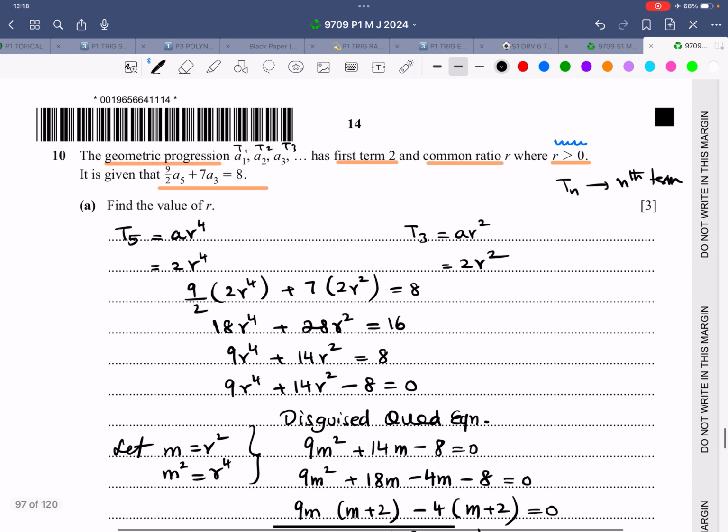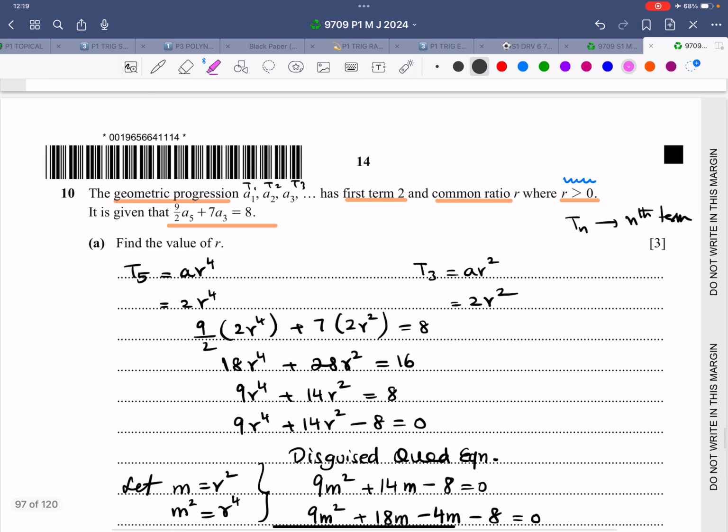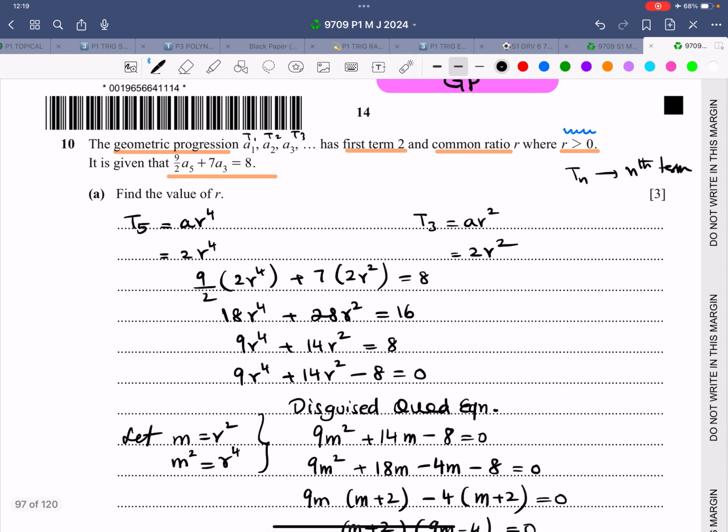Question number 10. Now geometric distribution comes with a bang. So first it was AP, now it's GP. Let's work it out. Now the geometric progression A1, A2, A3, I prefer T1, T2, T3. The reason being A is the symbol that we use for the first term. So I don't want to mix up the symbols. So that's why I'm writing T1, T2, T3. It has a first term 2. It has a common ratio R.